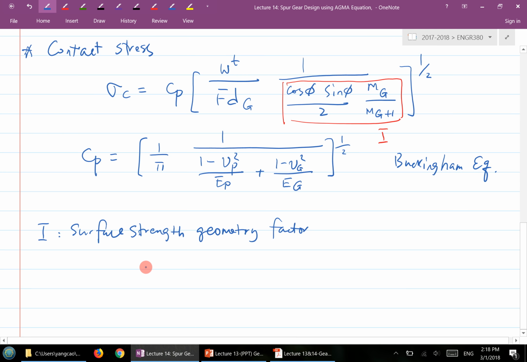Yes, mg is the gear ratio, and the phi here is the pressure angle. Vp, Vg are the Poisson's ratios, Ep, Eg are the Young's moduli. So Cp here is called the elastic coefficient.